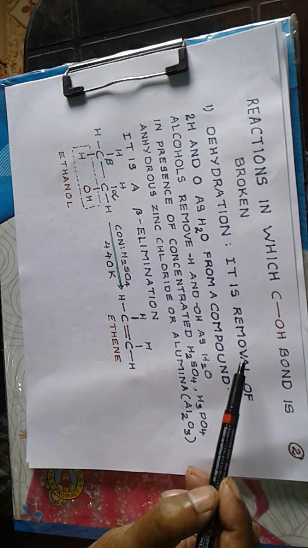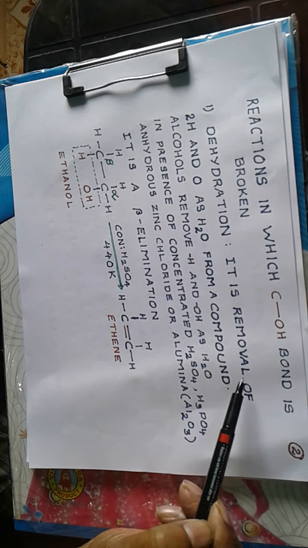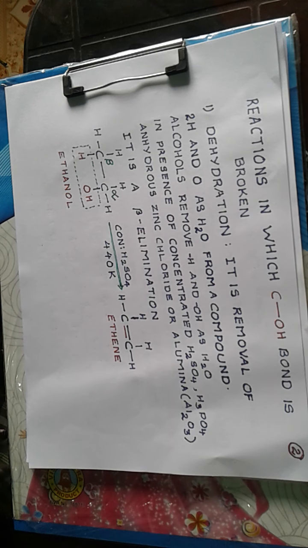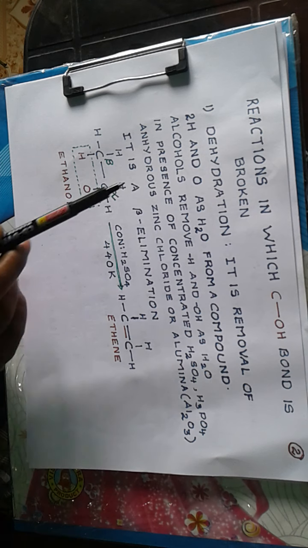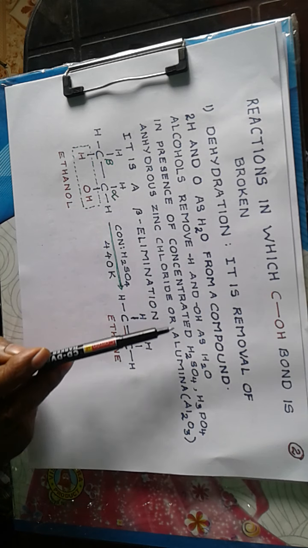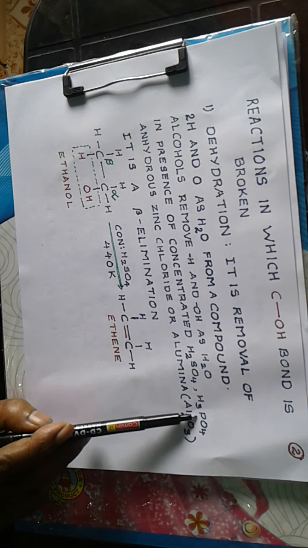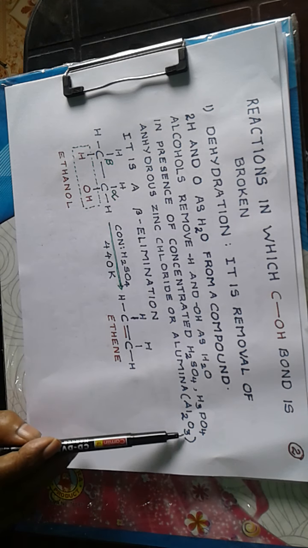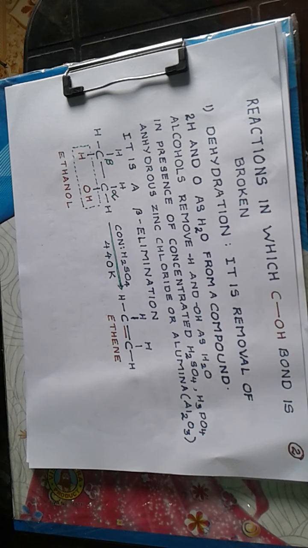So we take down this statement. It is removal of 2H and O as H2O from a compound. Then alcohols remove H and OH as H2O in presence of concentrated H2SO4, H3PO4, anhydrous zinc chloride or alumina. Now alumina is Al2O3. It's a dehydrating agent. So you write down this statement also.